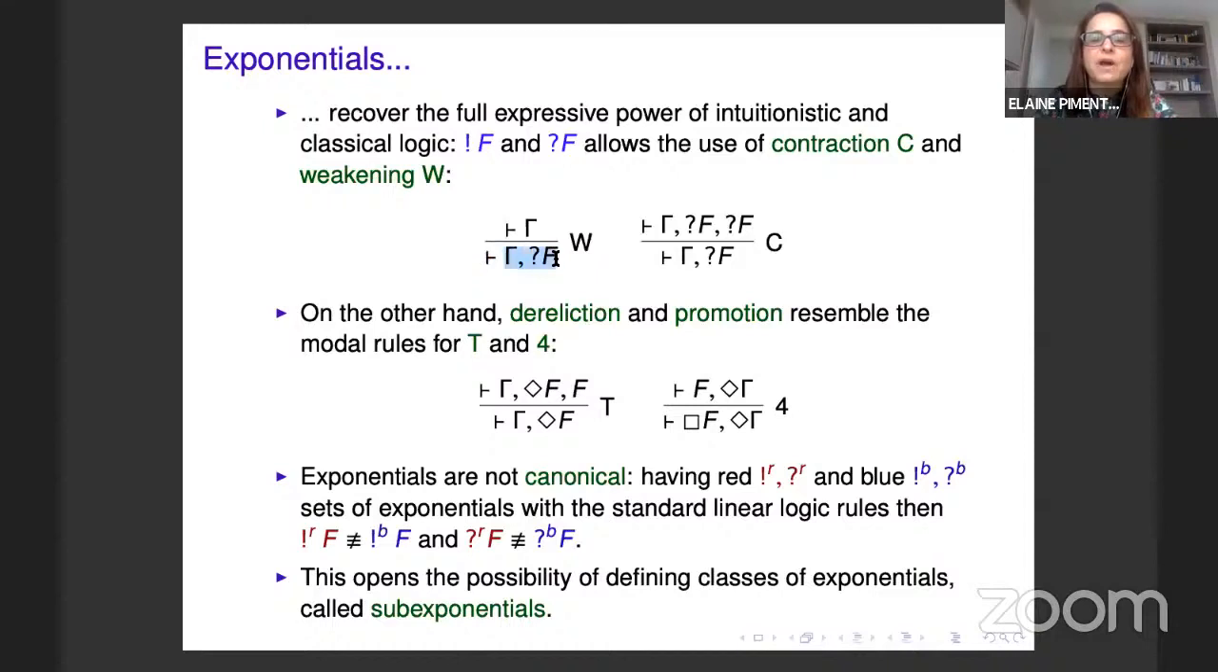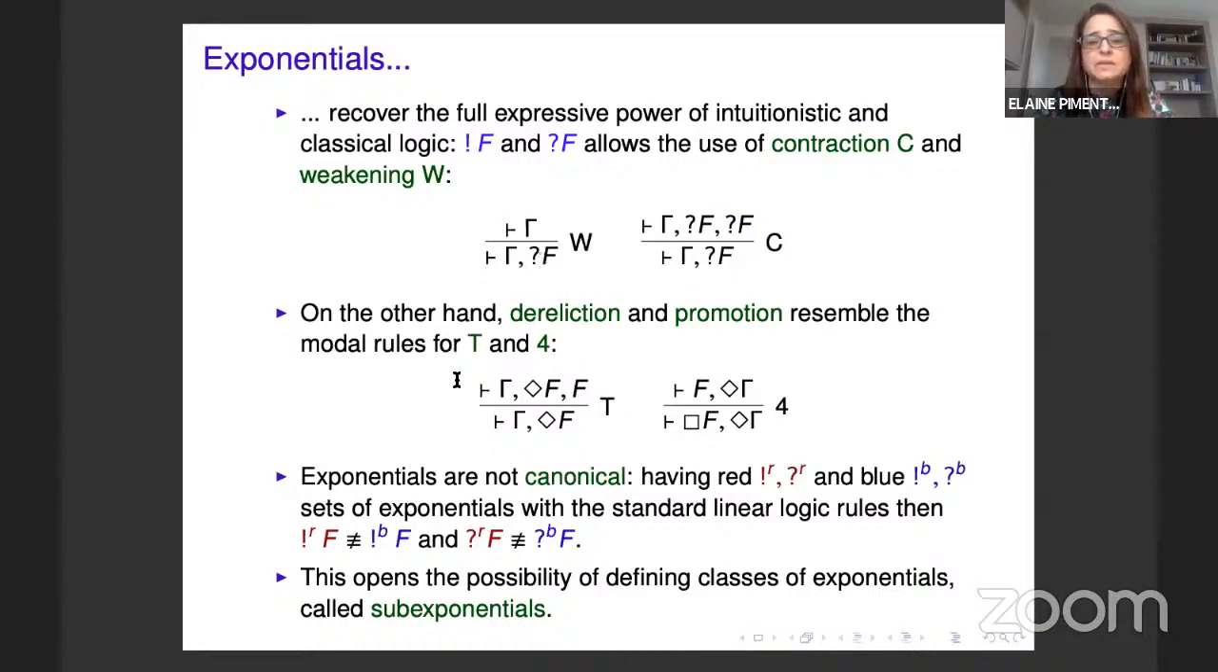So every time you have a formula that is marked with a question mark, you can either weaken this formula if you're only one-sided sequence, or you can contract it. So bottom up, what you're going to do is you can duplicate the formula, or you can just erase it.